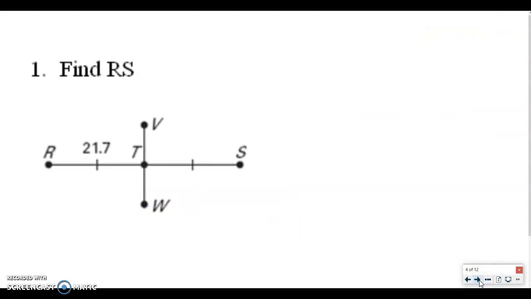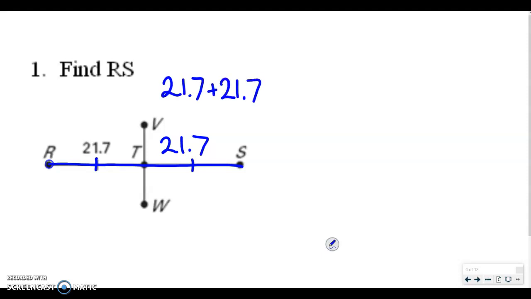So first example, we need to find RS. RS is this entire segment. We see that the smaller segments are both congruent. We know RT is 21.7. So that tells us that TS is also 21.7. And if we need to find RS, which is that long segment, we just add those two smaller ones together. 21.7 plus 21.7, and that gives us 43.4. So RS is 43.4.